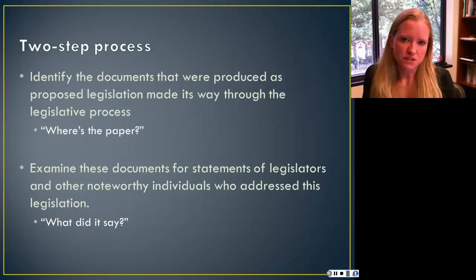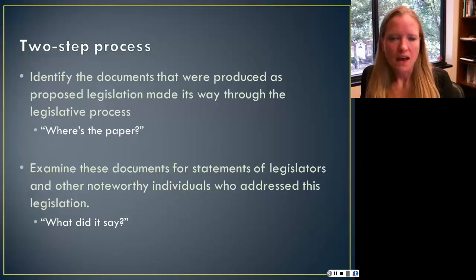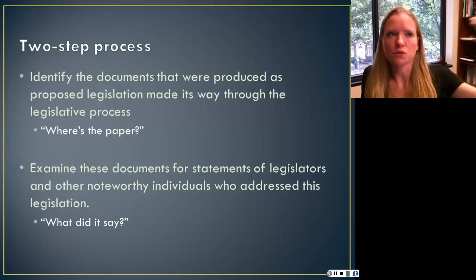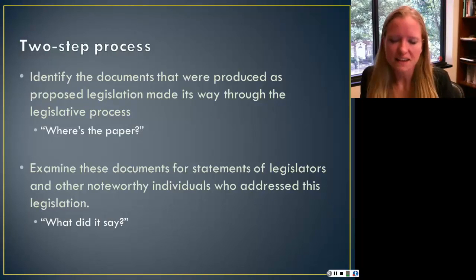Doing legislative history research is a two-step process. The first is to identify the documents that were produced as the proposed legislation made its way through the legislative process, or as I like to say, where's the paper? As a bill becomes a law, it goes through multiple steps, and along each of those steps there's usually some kind of written byproduct, and those can be really helpful in determining legislative intent. The second step is to read them and see what they say. So where's the paper and what did it say?